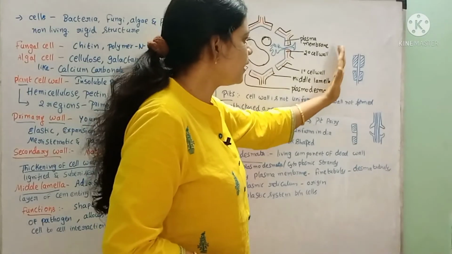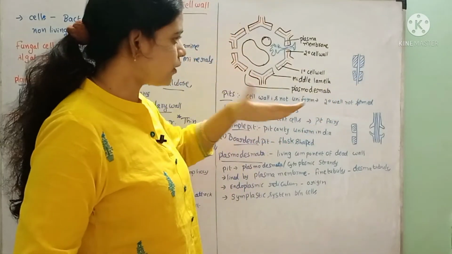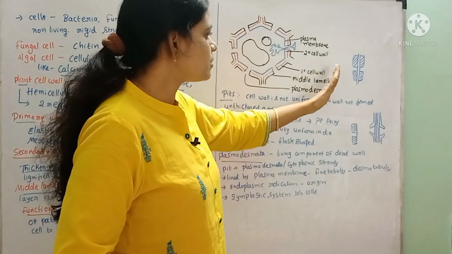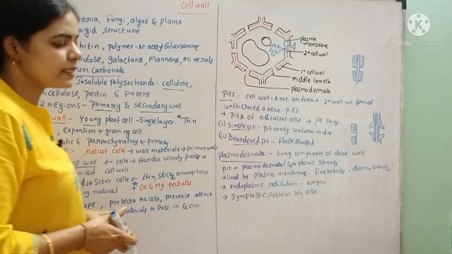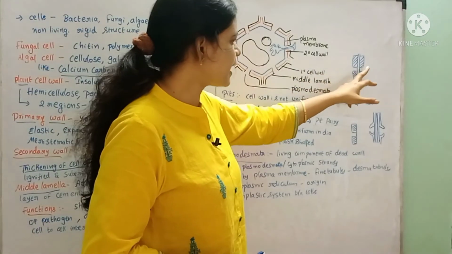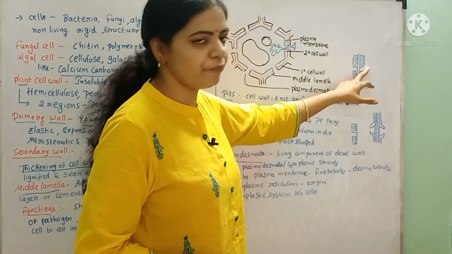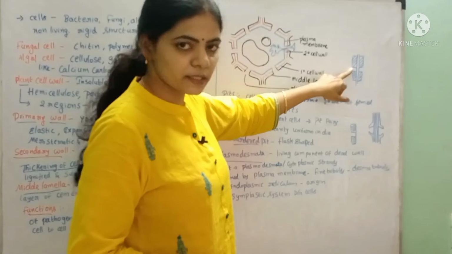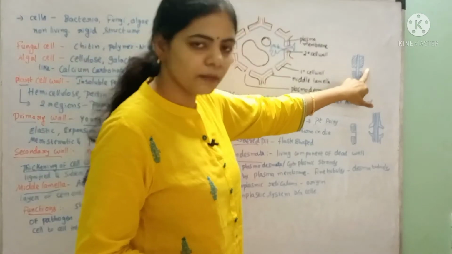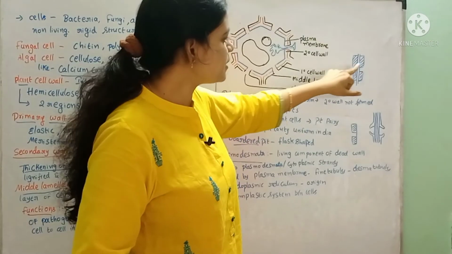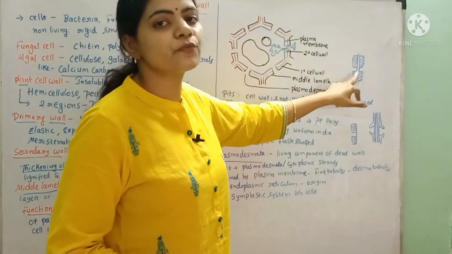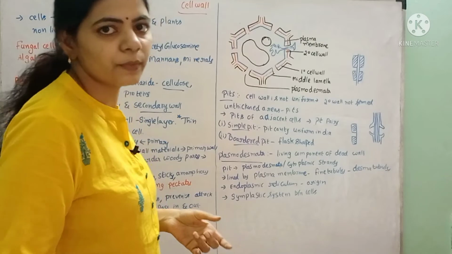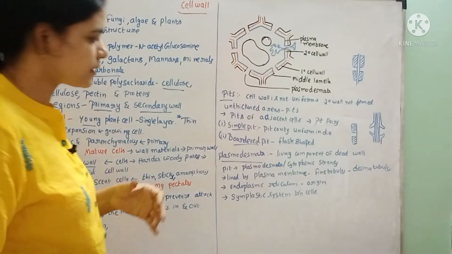Sometimes this is one cell and this is another cell. Sometimes what happens is these pits of the opposite, adjacent cells will be formed at the same place, which will form the pit face. This is a pit present on this side, and this is a pit on the opposite side. They are facing each other and form pit pairs. Pit pairs will be seen in the pits formed on the opposite sides of the adjacent cells.